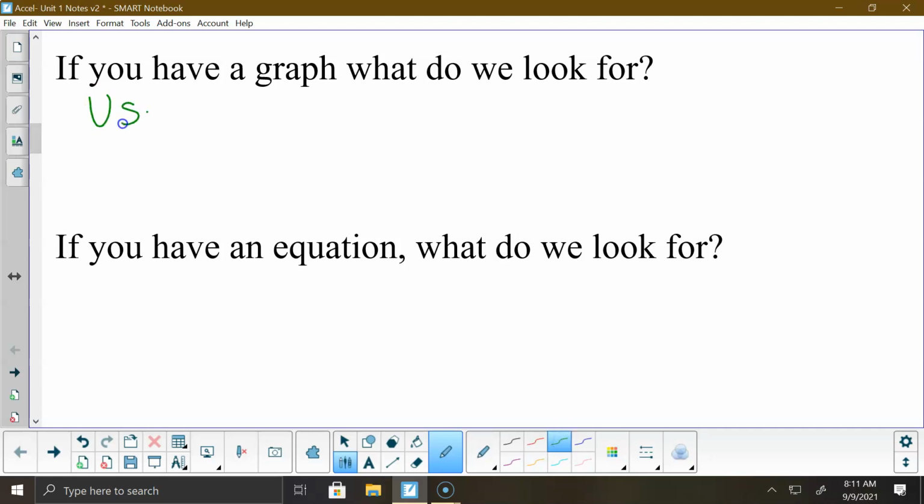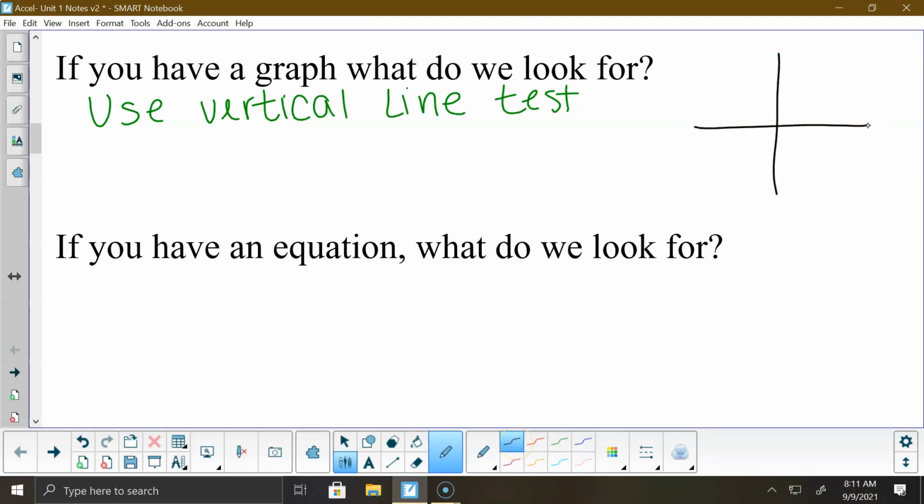So we're going to use, and if you want, we can sketch a little graph in here. So if you have a little graph like that, real quick, what's vertical? Hold up your pencil in a vertical fashion. All right, so we know vertical. Cool. Vertical means you hold it up and down, okay?